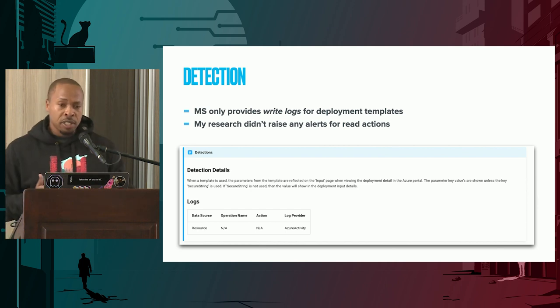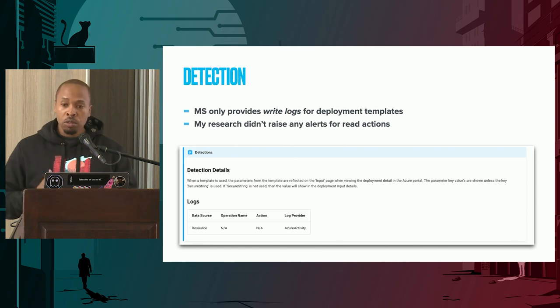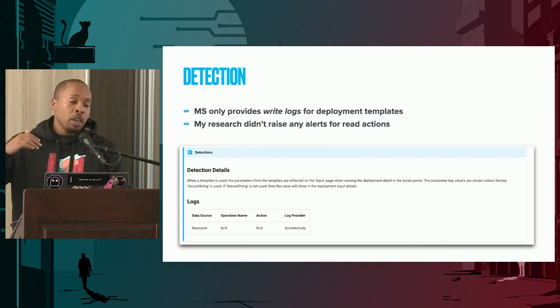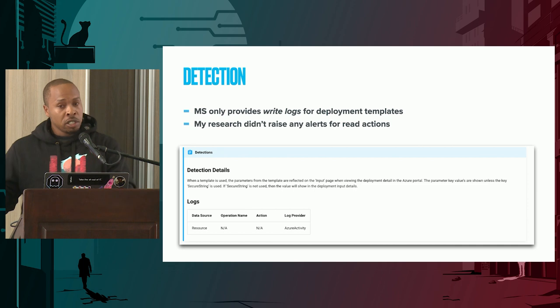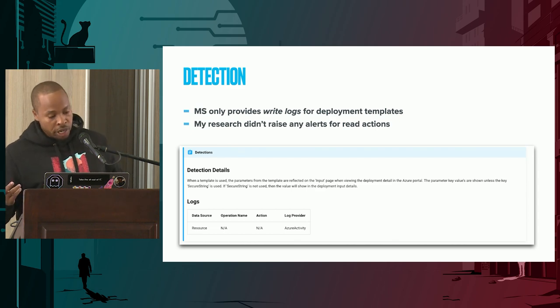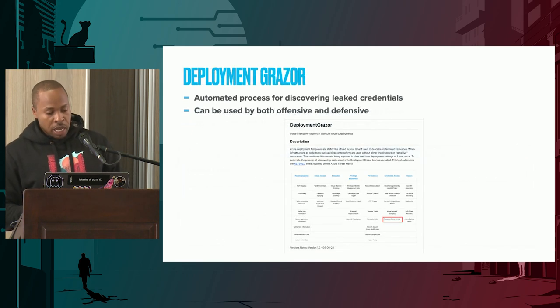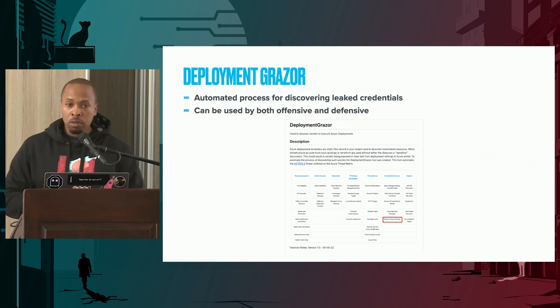So I also did my research: are there any specific actions that will trigger this? I looked specifically at Log Analytics and Sentinel, and the only ones that had coverage were write actions. So if you're creating a resource and you perform a write action, that will be within the log configuration to pick it up. But if you are performing read actions, pulling this from deployment templates, Microsoft sees it as a legitimate use case for your environment, mainly because you have the reader permissions. So inherently, you should be able to read anything. So that's why I came up with this tool, Deployment Grazer.